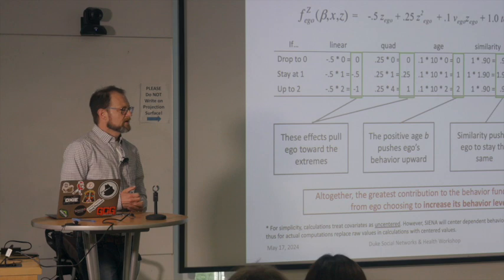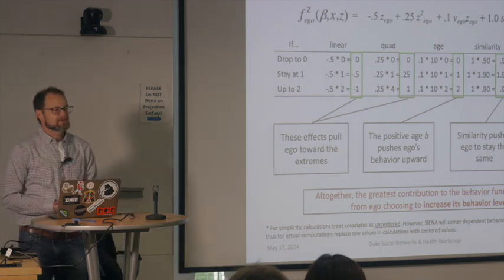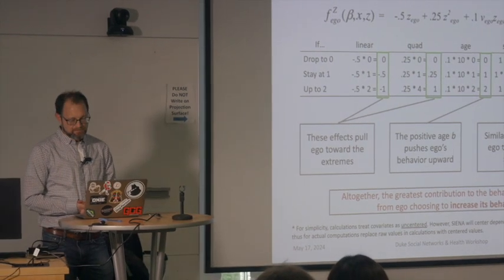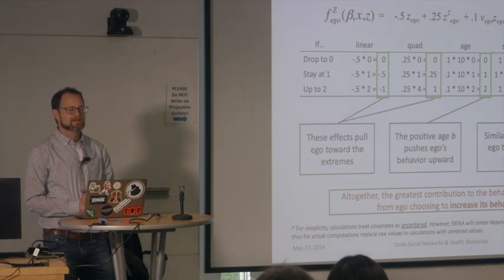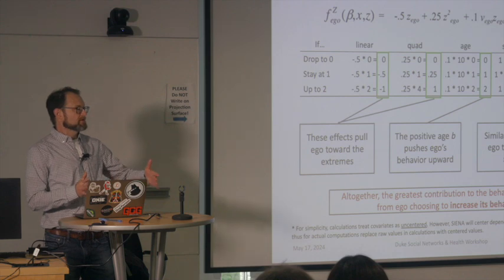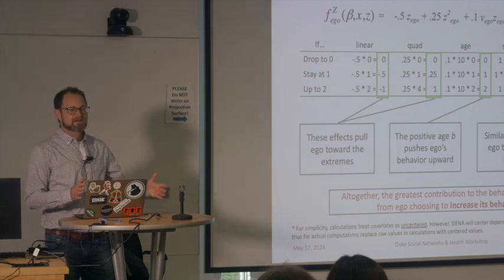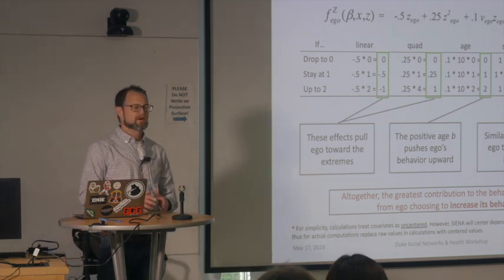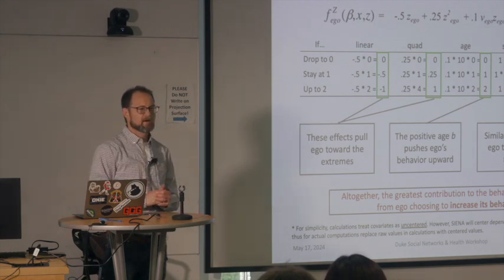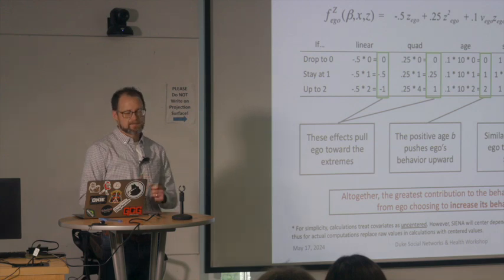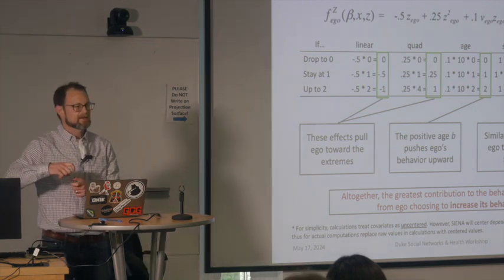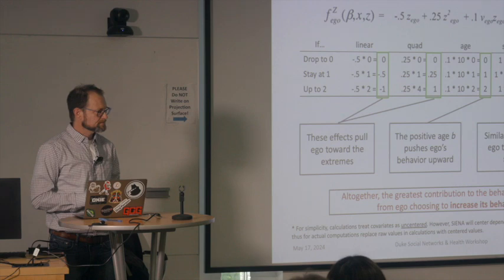Yeah. So this came up yesterday: what size networks do we need? The smallest I would say is something around 30, if you have enough waves of data that you can model change. If you only have a couple of waves of data, you want much larger networks to have the same amount of dyadic-level instances of change.